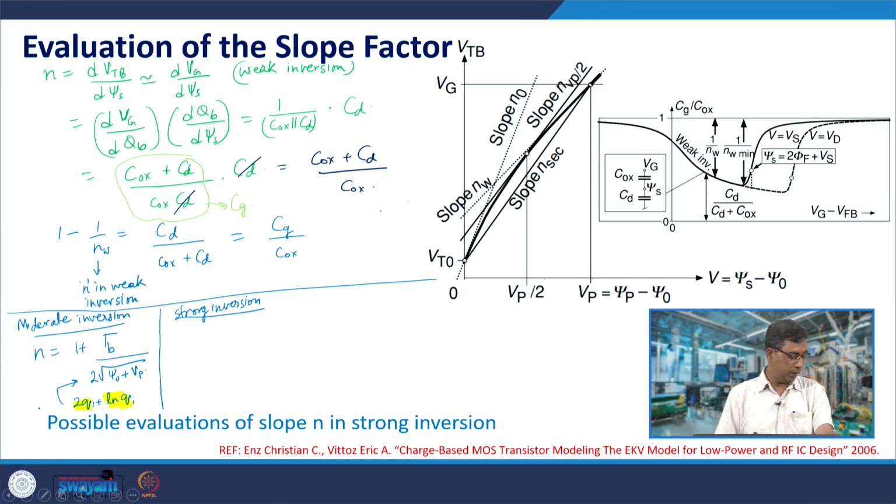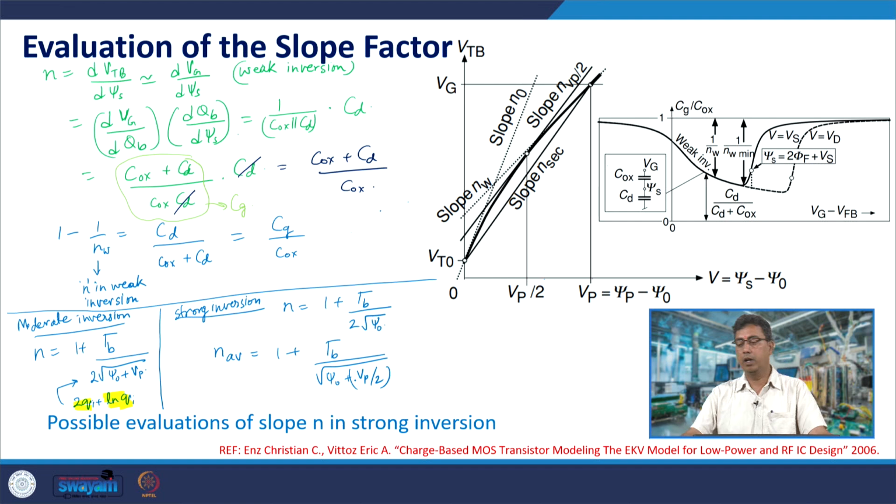Whatever value you obtain would actually be an approximation. So, if you are dealing with a value of local surface potential which is very small compared to Vp, in that case it is better to take n as 1 plus gamma b by 2 square root of chi naught. In case you are dealing with values which are not very small compared to Vp, it is better to take an average value, 1 plus gamma b by 2 square root of chi naught plus Vp by 2. So, it depends on the value of local surface potential that you are interested in, in strong inversion.